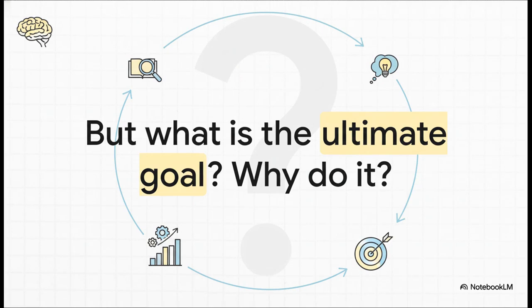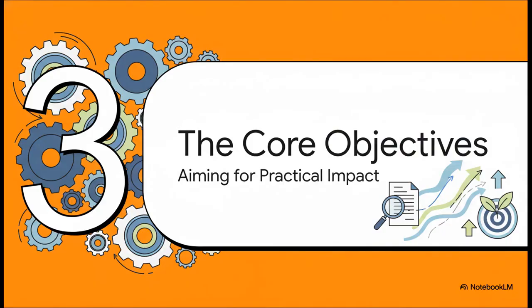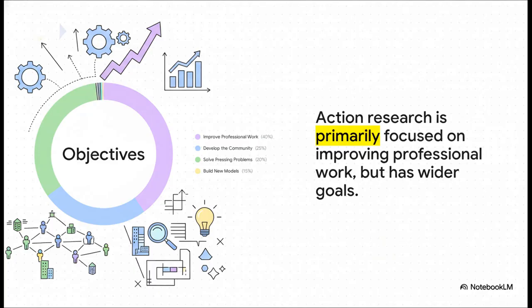All right, so we know what it is and what it looks like. But why? Why bother with this whole cyclical, systematic process? What's the end game here? What are we actually trying to achieve? Well, the good news is the objectives are super straightforward and totally focused on making a practical, real-world impact. So if you look here, the biggest slice of the pie, the number one goal, is to improve your own professional work. Makes sense, right? But it goes beyond that. It's also about developing the community you're in, solving those really pressing problems, and sometimes even building totally new models for how to do things.